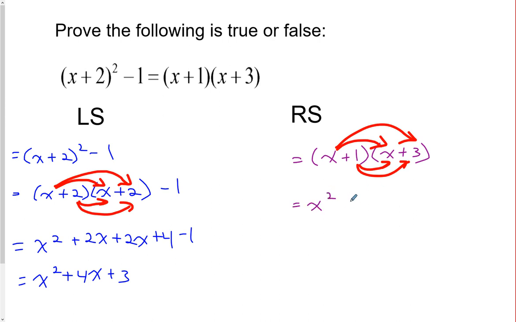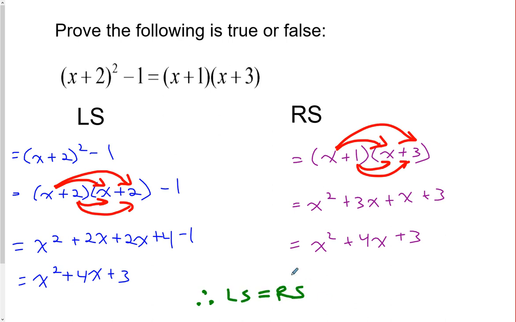X times x is x squared. X times 3 is 3x. 1 times x is x, and 1 times 3 is 3. If I collect my like terms, I find that I end up with the exact same expression. Cool. So I've proven that that's true, and I'm going to say therefore left side equals right side.